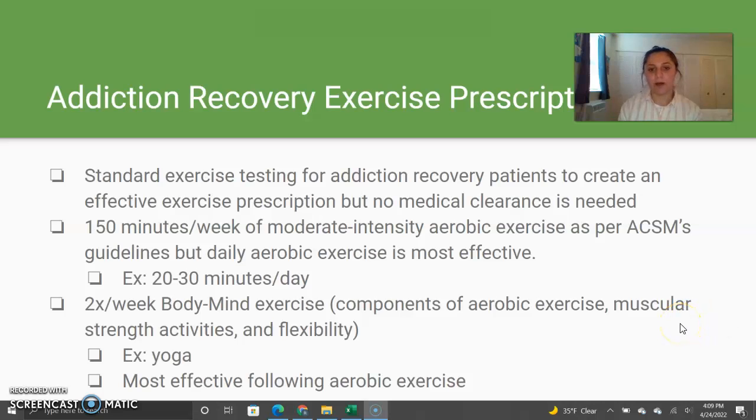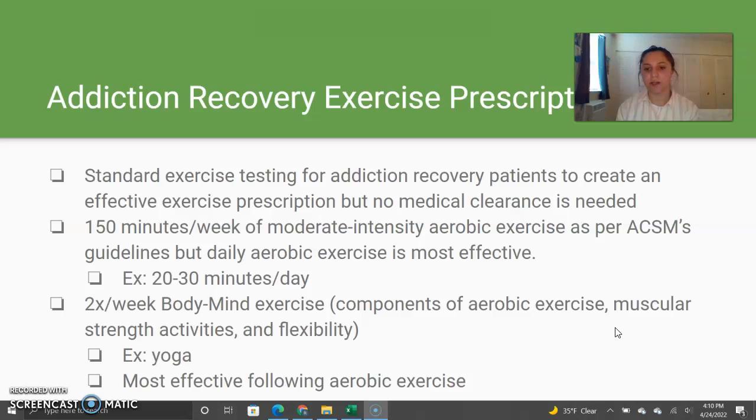150 minutes per week of moderate intensity aerobic exercise as per ACSM's guidelines, but daily aerobic exercise is the most effective in helping repair and restore neurotransmitter pathways. So I would recommend 20 to 30 minutes per day of aerobic exercise up until 150 minutes minimum per week, and 2 times per week, body-mind exercises.